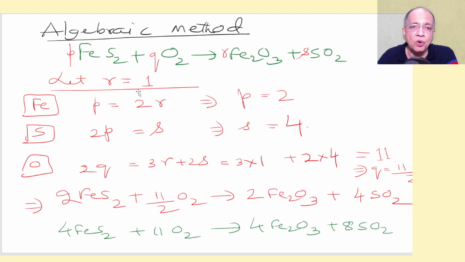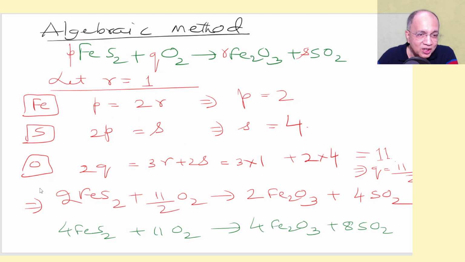I took R is equal to 1. You could have taken P is equal to 1, but the ultimate answer will be the same. So I took R is equal to 1, and then I had 3 independent equations. One for iron balance: there is 1 iron in P, so P is equal to 2R. This is equation 1. Already R is 1, so P is already known, 2. Now sulfur balance: 2P is equal to S. There is 1 sulfur, S. Don't confuse this small s, that is the coefficient, with capital S, the sulfur atom. So 2P is equal to S. Already P is known, 2, so S is known, 4.